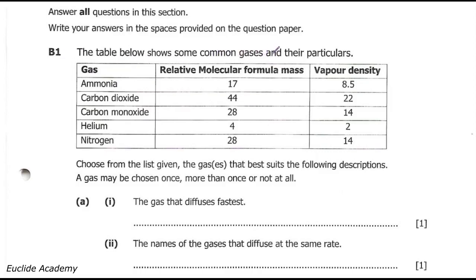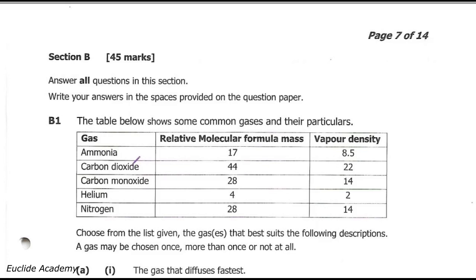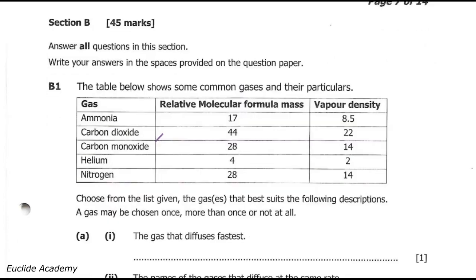The table below shows some common gases and their particulars. So we've got a gas, the relative molecular formula mass, and the vapor density: ammonia, carbon dioxide, carbon monoxide, helium, and nitrogen. And then this paper was from the 2019 science paper 2 for internal candidates.